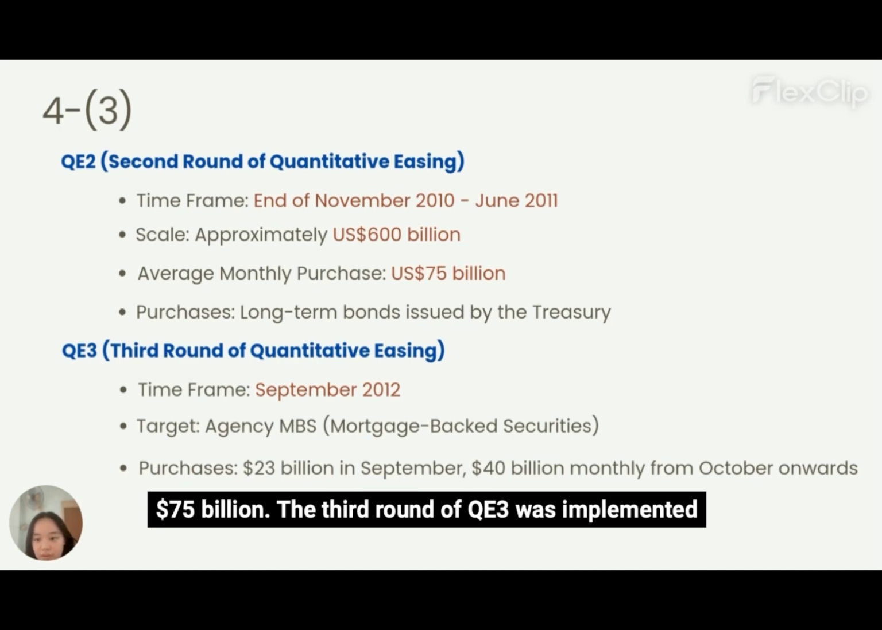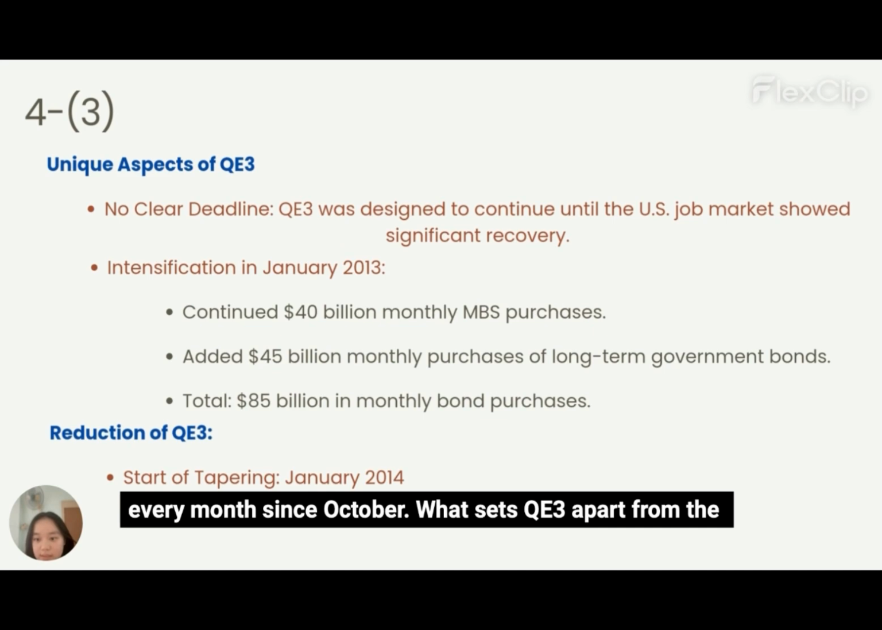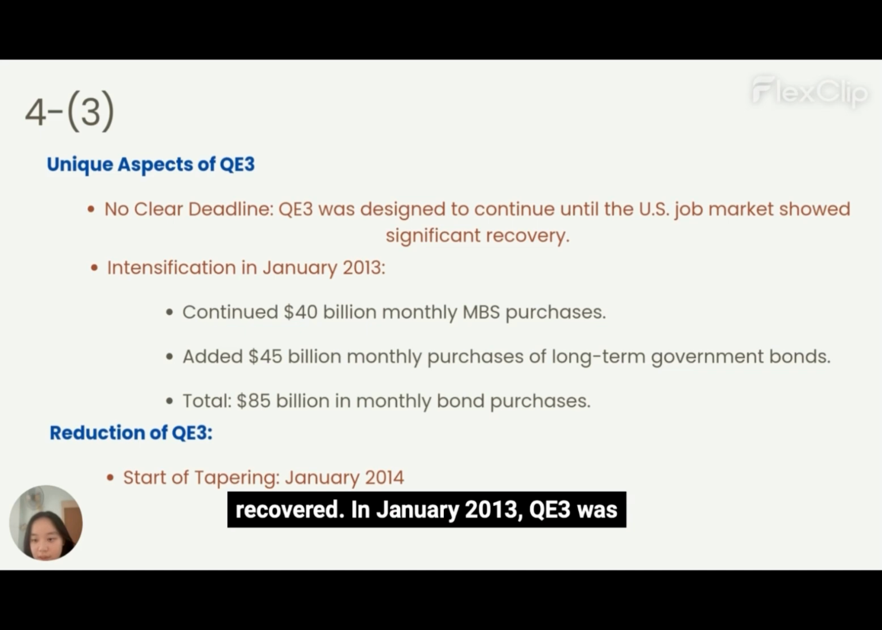The third round of QE3 was implemented in September 2020. Its target was agency MBS for purchase, with 25 billion purchased in September and 40 billion every month since October. What sets QE3 apart from the previous two rounds is that it had no clear implementation deadline and was intended to continue until the US job market recovered.